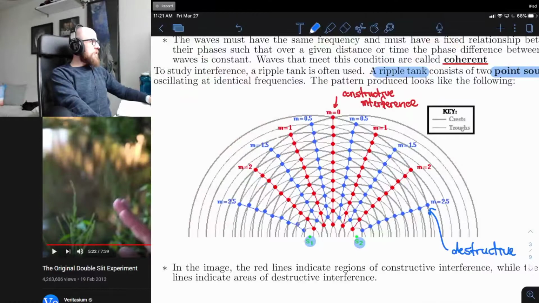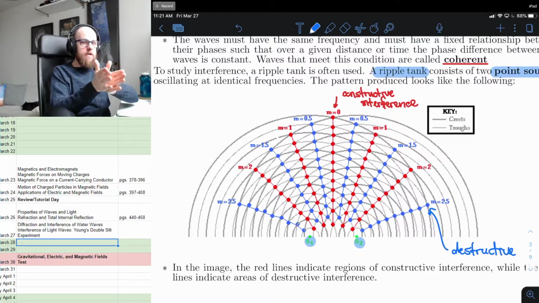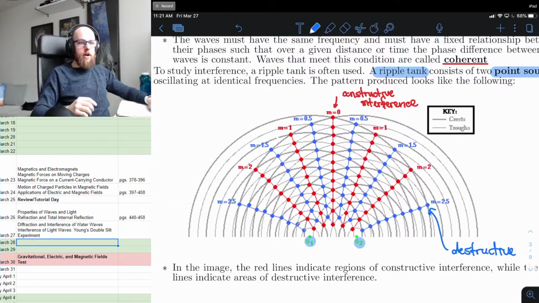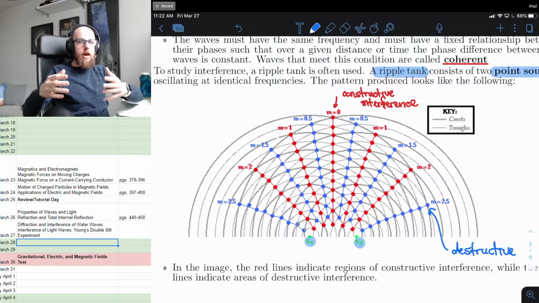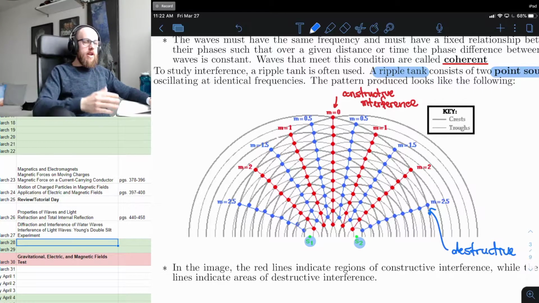So Costa, to answer your question, I would say it's pretty definitive, right? It's pretty clear. You get very clear distinctions between the zones of constructive interference and the zones of destructive interference. But yeah, you are right, there is a sort of gradation from one to the other, but it is pretty clear.